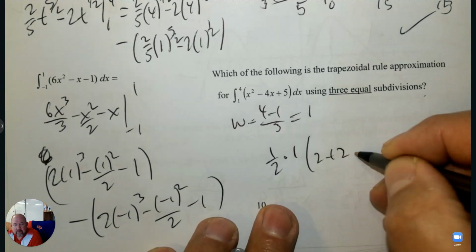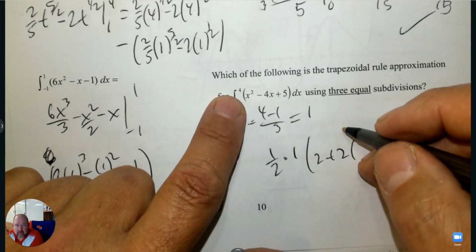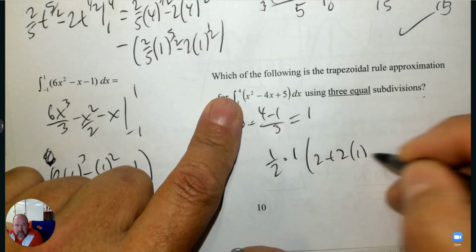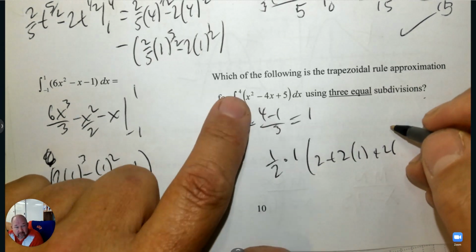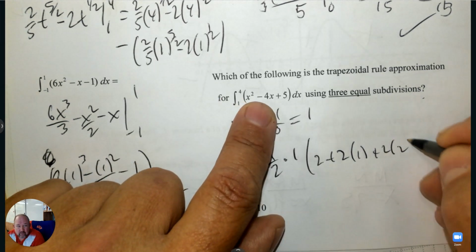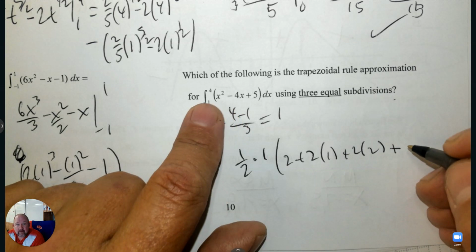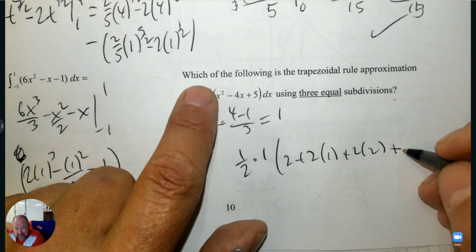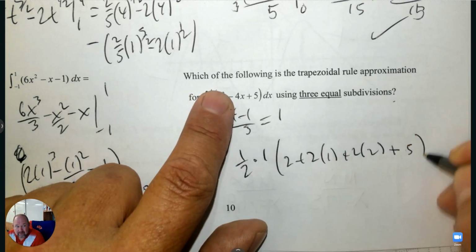Then double the next one. So if I plug in 2, you get 4, 9, that's a 1. Double the next one. So if you plug in 3, you get 9, take away 12. That's 2. And then one more time. 4 is singular, so if you plug in 4, you get 16, take away 16, that's 5. Done. All right, turn the page.